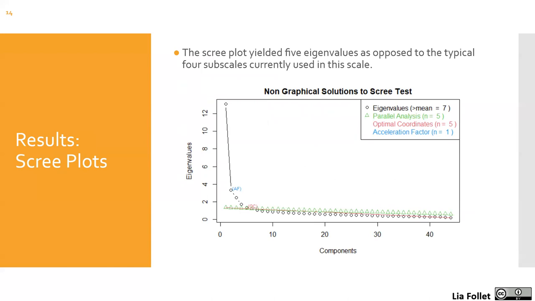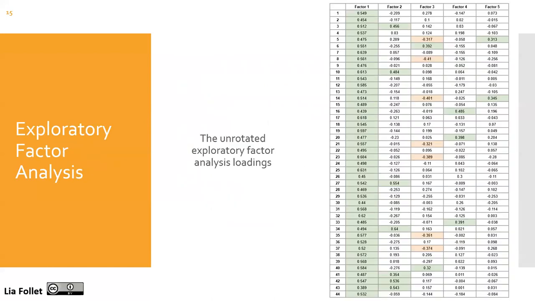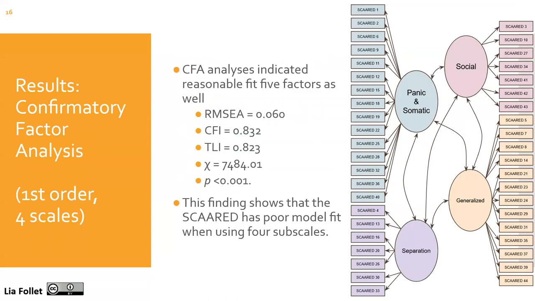As you can see here, the scree plot shows 5 eigenvalues, which threw us for a real loop because we were expecting 4. And you can see here our unrotated exploratory factor analysis. I want to point out how many of the items load onto factor 1 pretty heavily. Okay, for this model, we went with the literature-derived model, and we allowed the subscales to covary given the high comorbidity of anxiety disorders. We did not allow cross-loadings for this one.